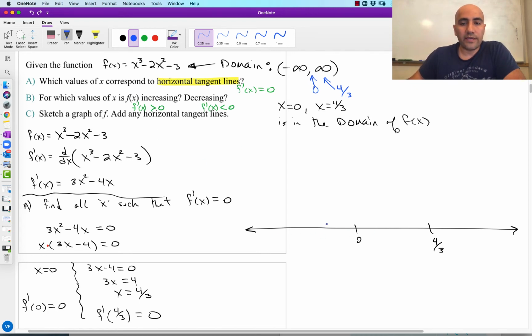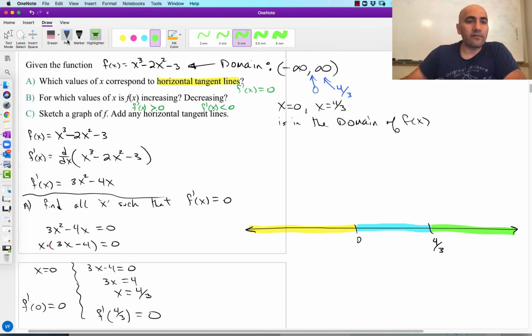Okay, so I'm going to think about all the numbers in my domain from negative infinity all the way up to 0 there. And then I'm going to think about all the numbers between 0 and all the way over to 4/3. And finally, I'm going to think about all the numbers that are greater than 4/3.